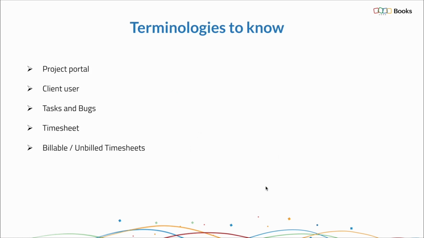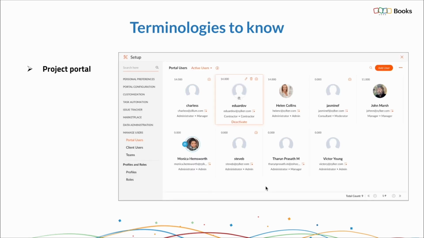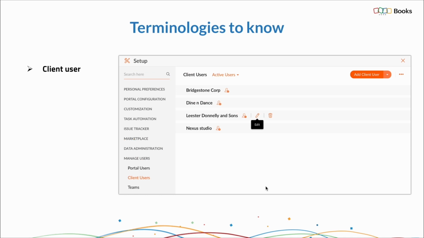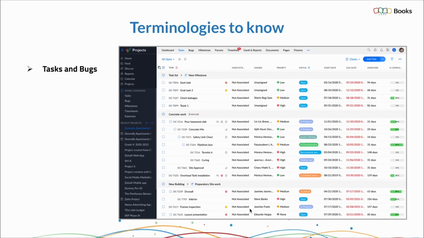There are a few terminologies to know before we proceed with this integration. Portal. A project portal in Zoho Projects is a collaboration platform that allows stakeholders outside the project team to participate in project discussions, view progress, and contribute to the project. Client user. A company or organization for whom the projects are done is called a client company. Example, Zyker Corp is a client company. And a user who can view the progress of the client company project, example Paul, who is a member of Zyker Corp, is the client user of that project.